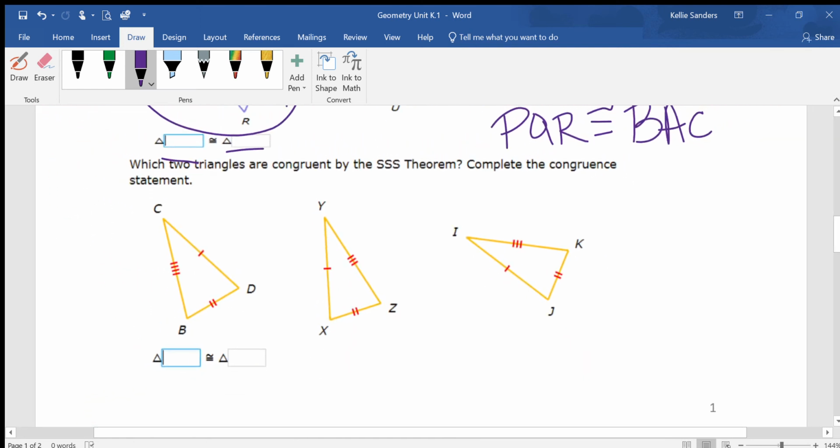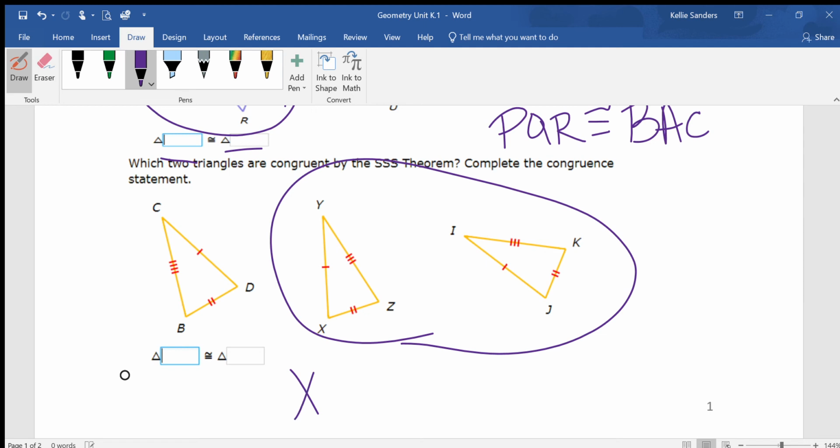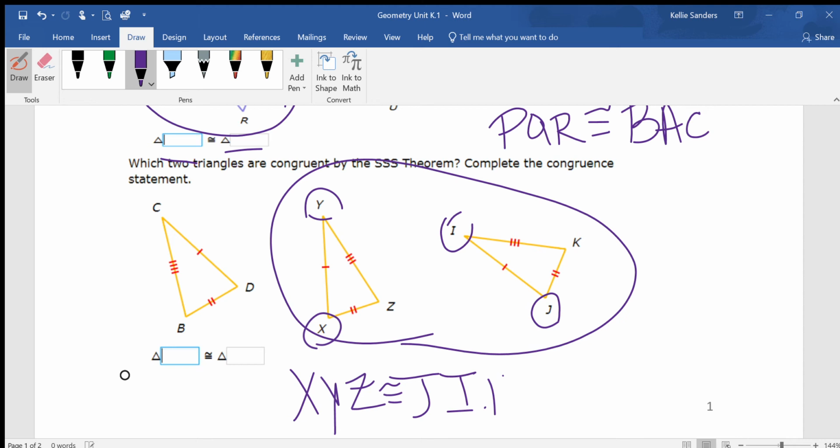Let's switch this down a bit. Which 2 triangles are congruent by the side, side, side? These 2. So X, Y, Z: X to J, Y is I, and then K.